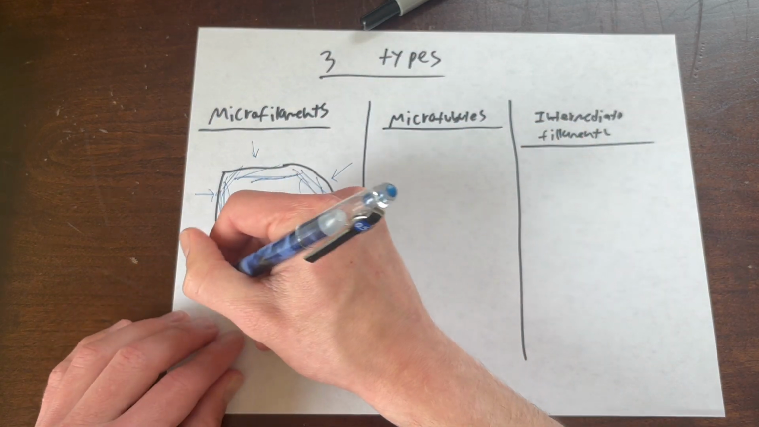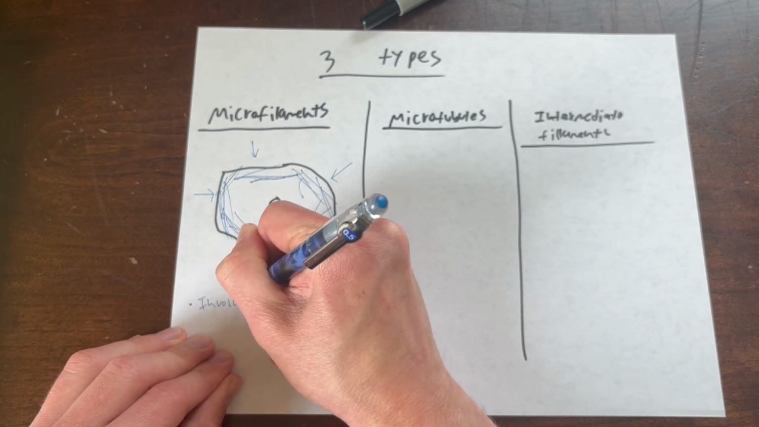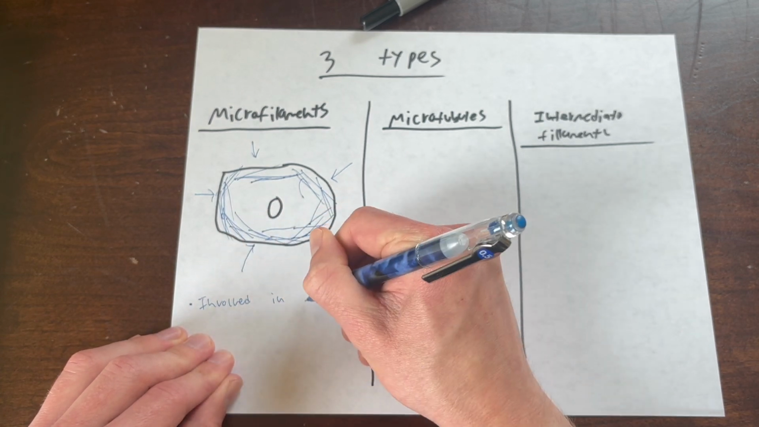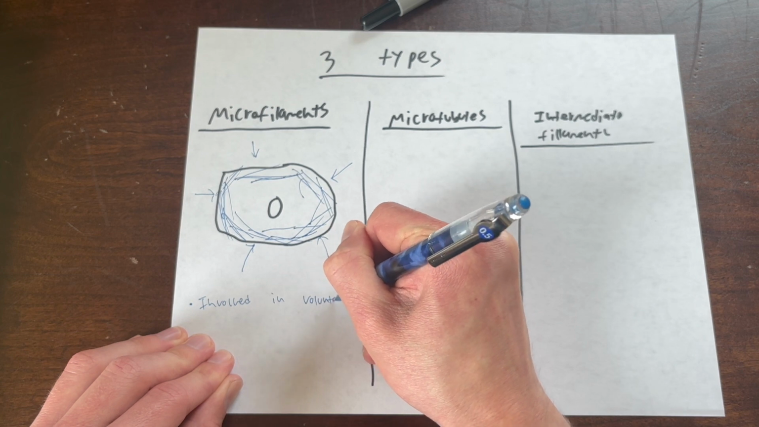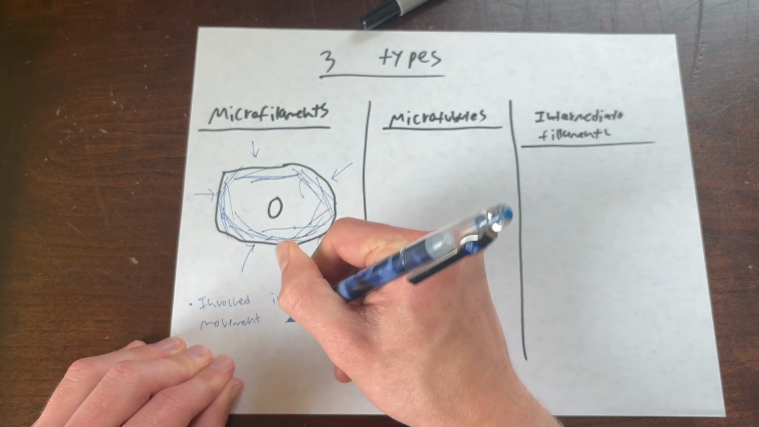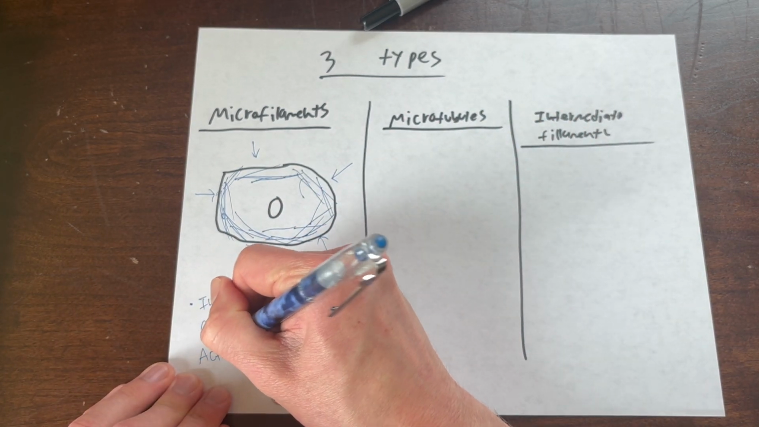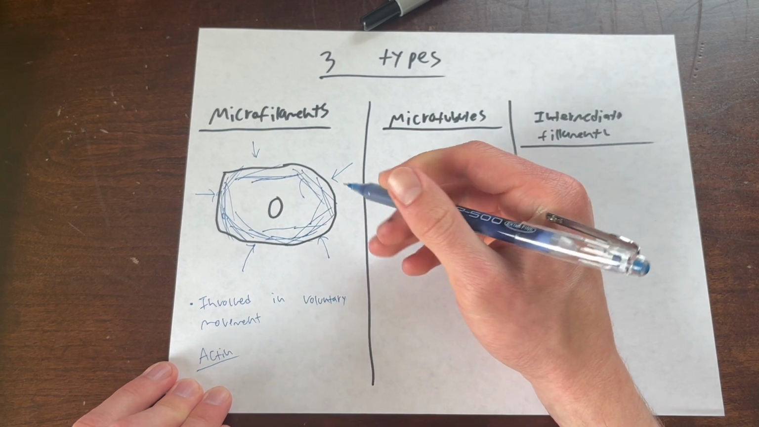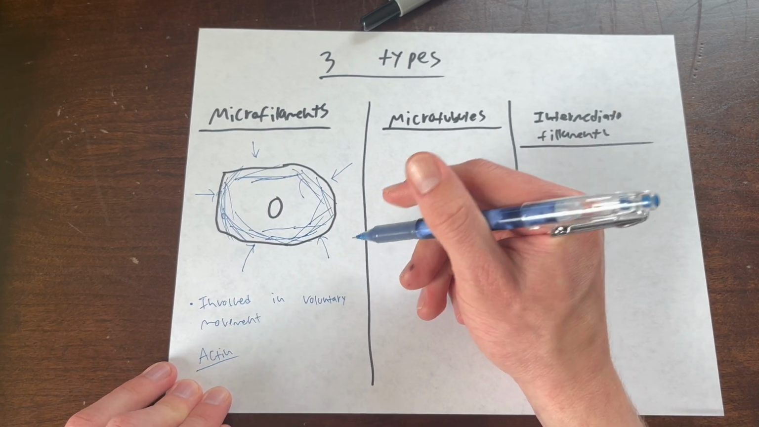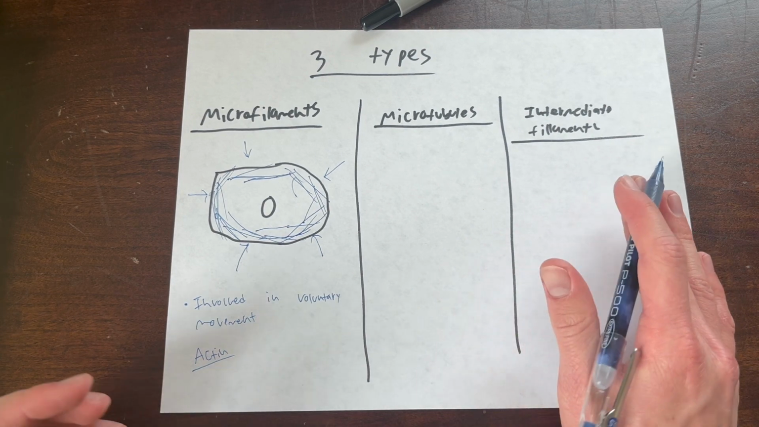As well, they are involved in voluntary movement. So, for example, if you've heard of something called actin, that is a microfilament. Actin interacts with different proteins and it helps with movement.